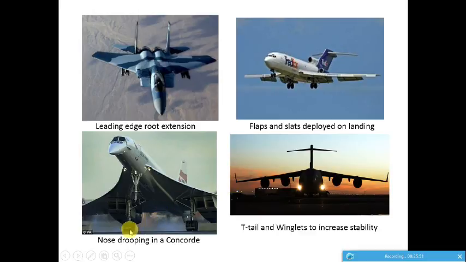Here it's a Concorde aircraft with the nose drooping. Nose drooping is nothing but pointing the nose down to increase the visibility of the pilot, which is usually a main feature of the British Concorde aircraft. So it's a Globemaster T-tail configuration here.